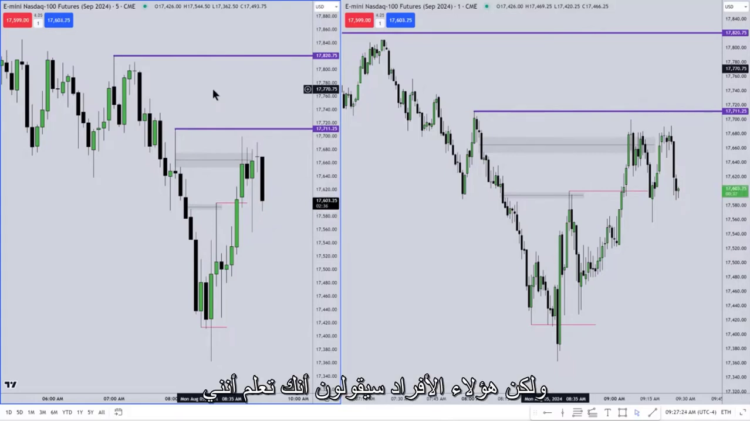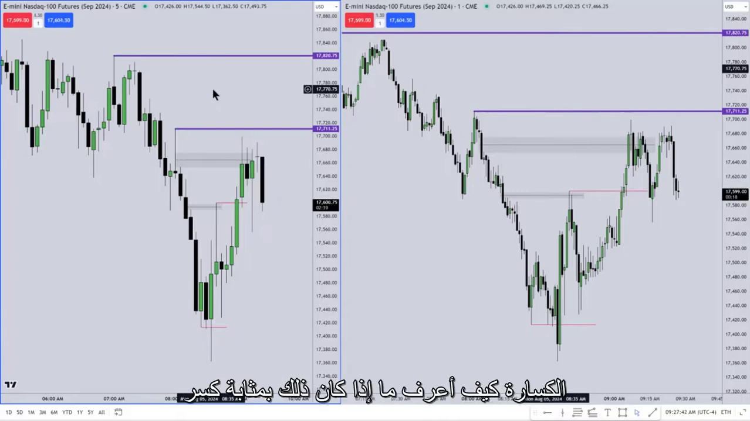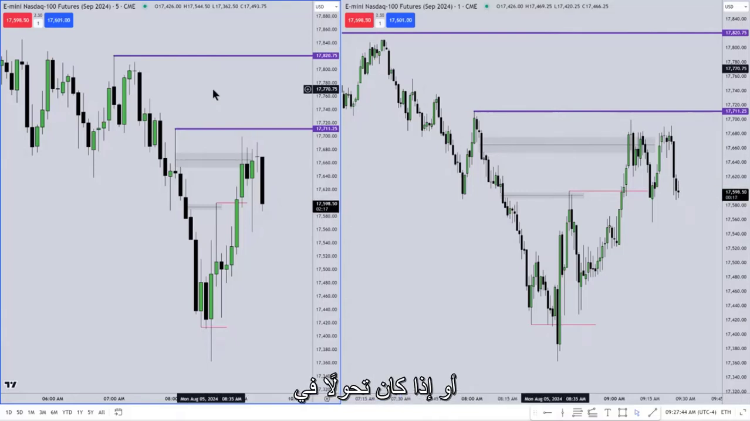But these individuals will say, I need you to tell me how to make sure that I don't have this wrong. I only want to take this pattern. So how do I avoid taking losing trades with an inversion fair value gap or a mitigation block or the breaker? How do I know if it's a breaker or if it's a shift in market structure?